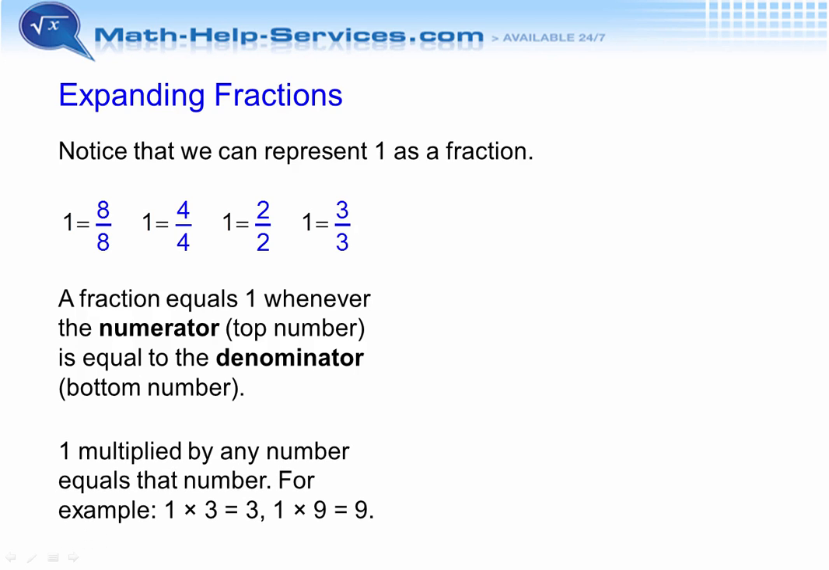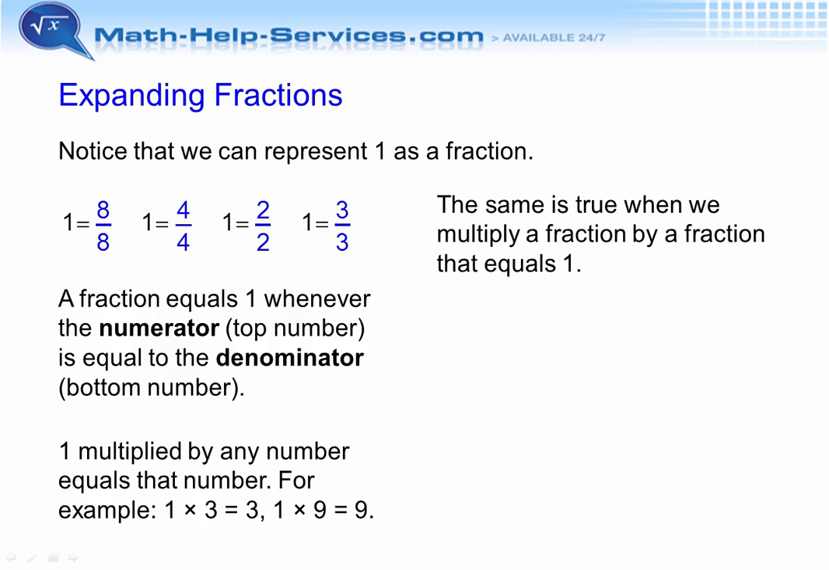1 multiplied by any number equals that number. For example, 1 times 3 equals 3, or 1 times 9 equals 9. The same is true when we multiply a fraction by a fraction that equals 1. 3/4 times 2 halves. Well, we multiply in the numerator and denominator, and we get 6/8. So 3/4 is equivalent to 6/8.